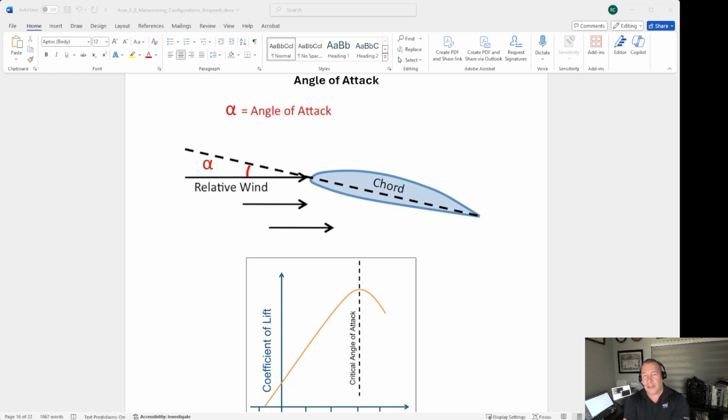Each wing behaves differently depending on the angle of attack. And we'll get to know our own airplane better, but it's important to know the general concepts because we're not just going to fly one airplane.